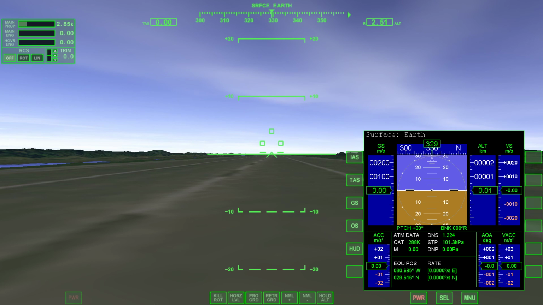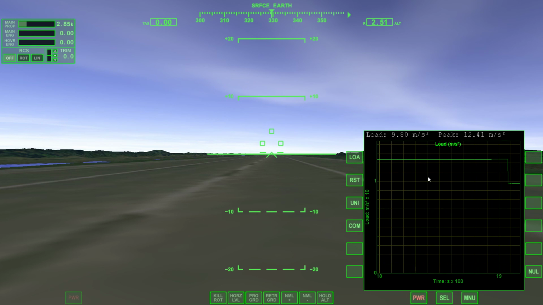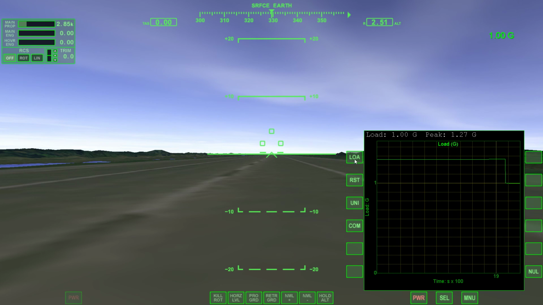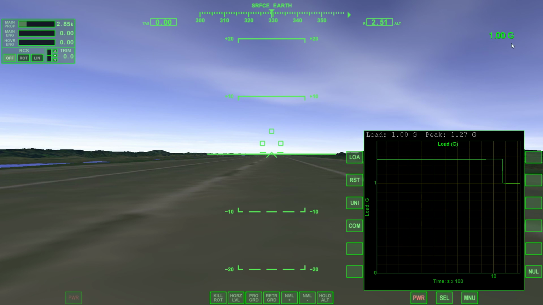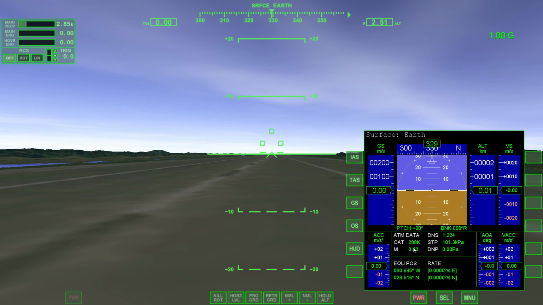I also forgot to mention, but I talked about the load MFD. I can pull that up real quick here. If you open the load MFD and you press U and I and LOA, it puts the G loading up here, which is pretty convenient, so we don't need the MFD opened anymore. You can go back to whatever MFD you want.